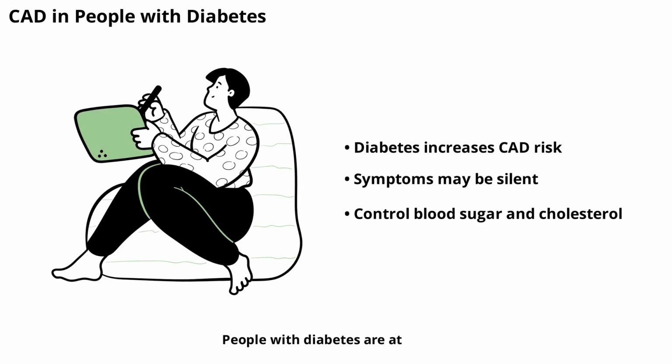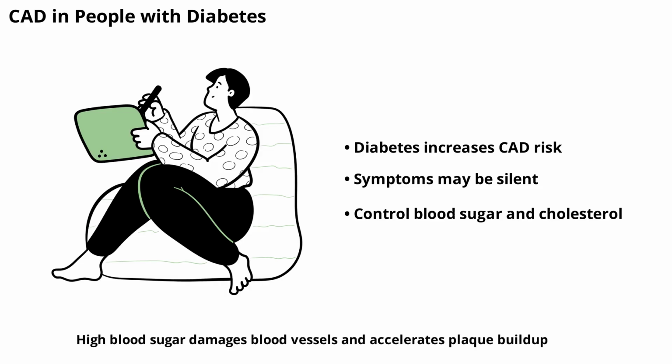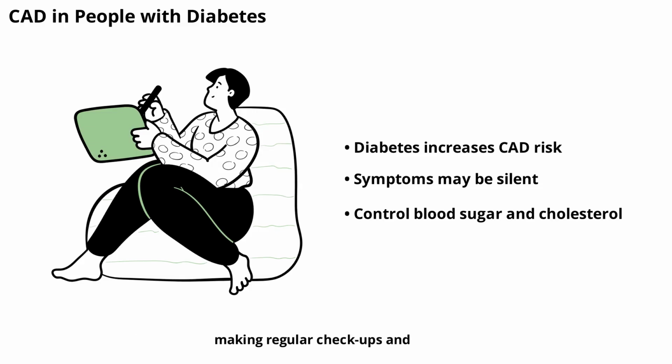People with diabetes are at increased risk for coronary artery disease. High blood sugar damages blood vessels and accelerates plaque buildup. Symptoms may be less noticeable due to nerve damage, making regular checkups and aggressive risk factor management essential. Controlling blood sugar, blood pressure, and cholesterol is especially important for people with diabetes.